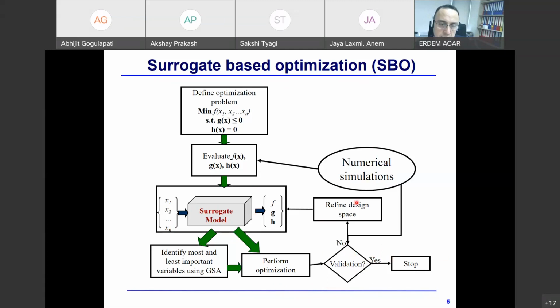Then we can either refine our design space so that we construct our models in a smaller portion of the design space, or we can increase the number of simulations so that as the number of data points increase, then the accuracy of the surrogate models is also increased. This loop also, then we go to the loop that I mentioned earlier. We perform these iterations until our validation is being done.